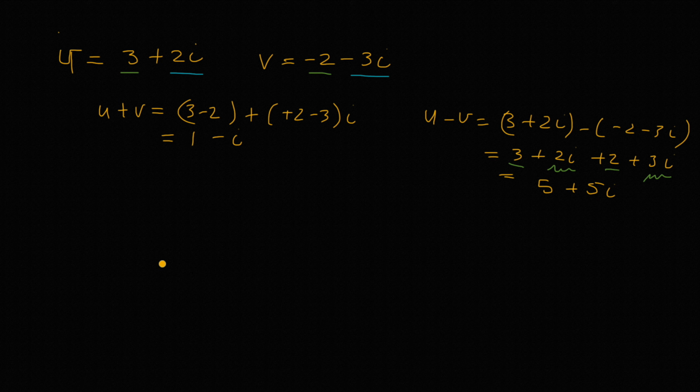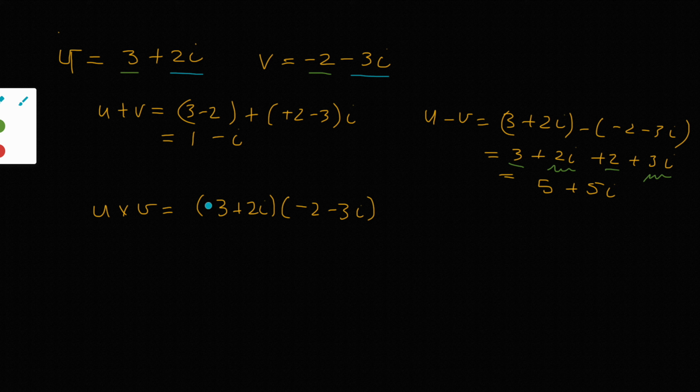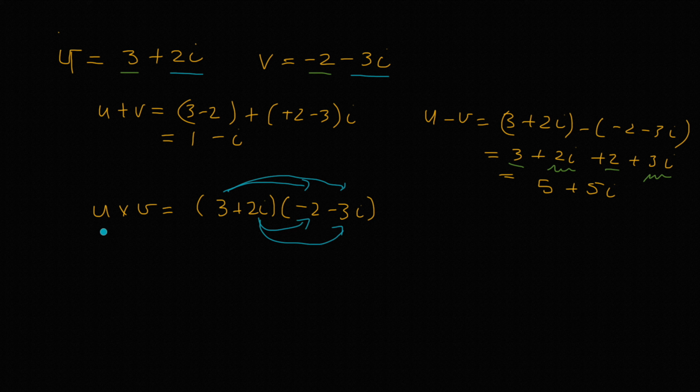Similar to adding and subtracting, we can also multiply. So let's multiply u with v. Again, it works the same as normal algebra. So we want to multiply these two brackets. And like normal algebra, we have to multiply each of the terms in the one bracket with all the other terms in the other bracket. So we have to do this multiplication. In this case, 3 times minus 2 is minus 6. 3 times minus 3i is minus 9i.